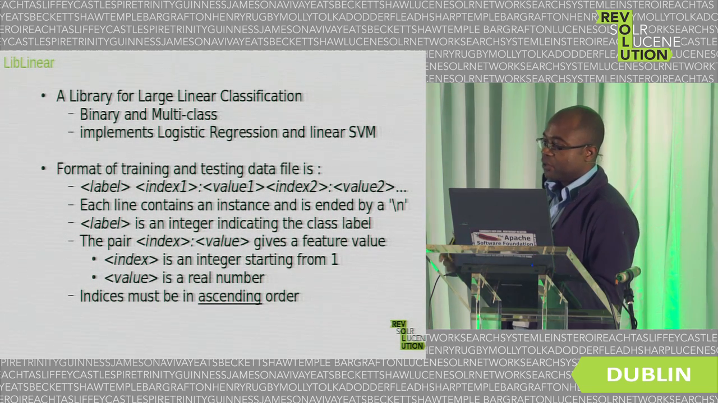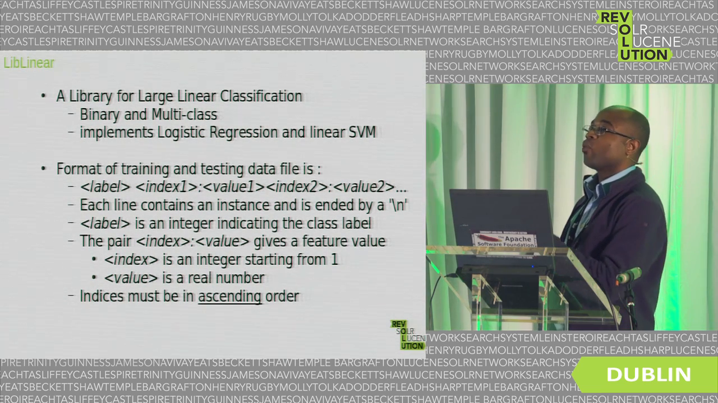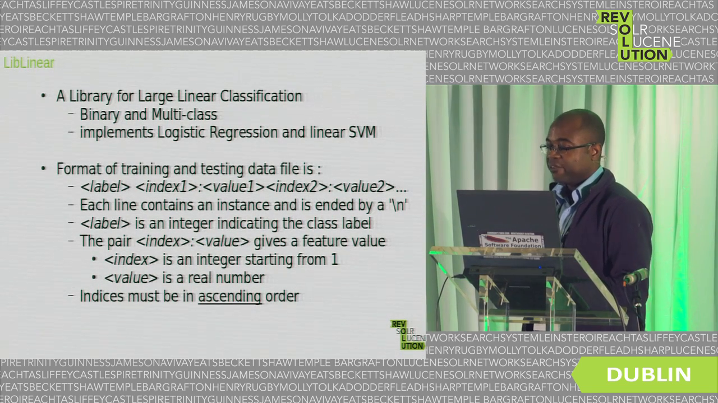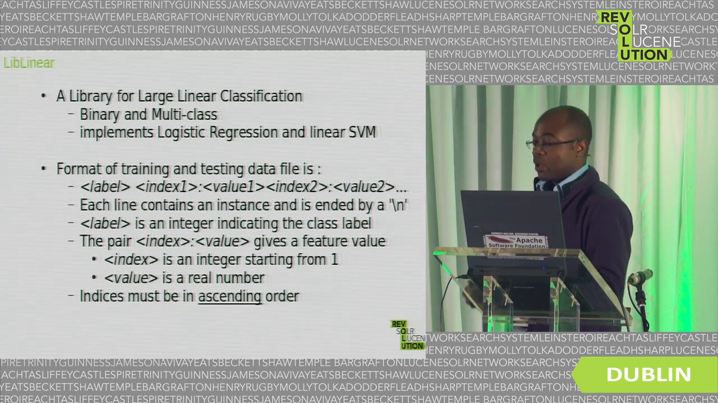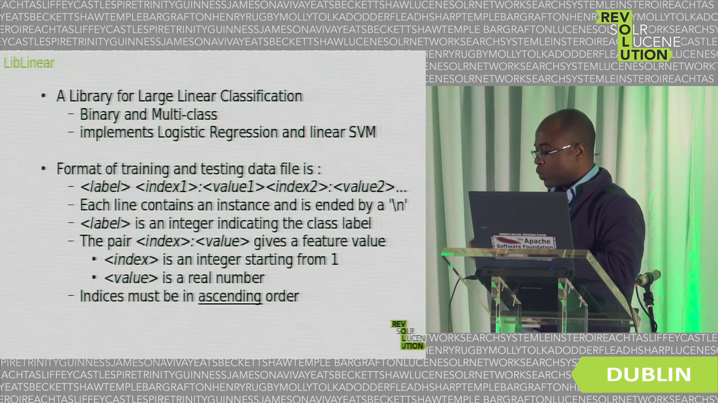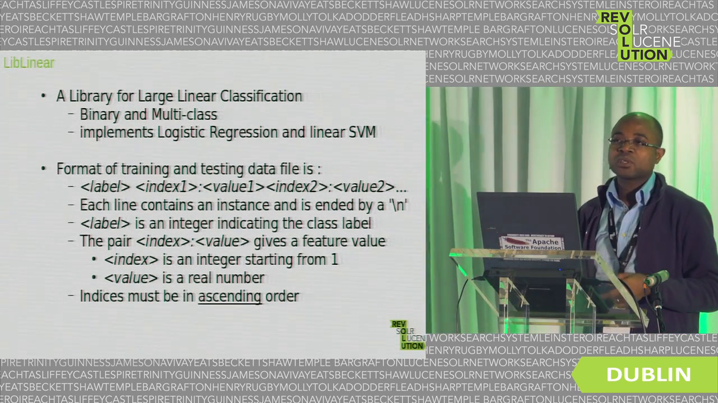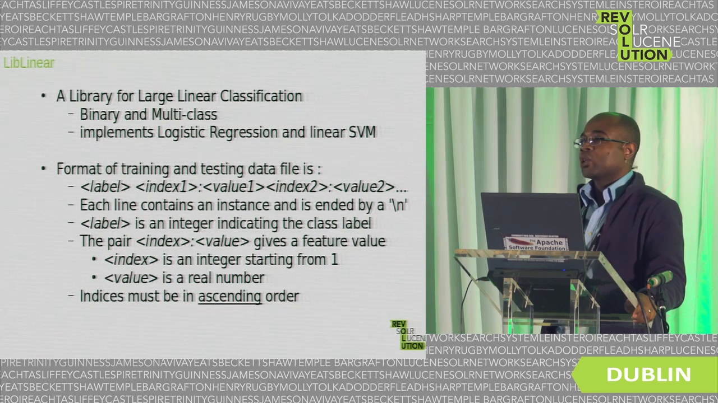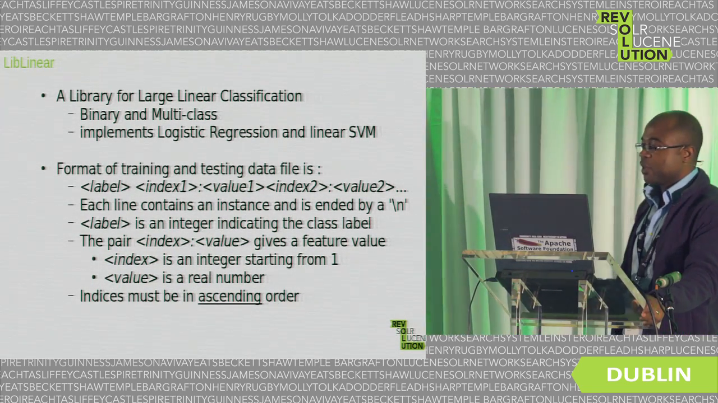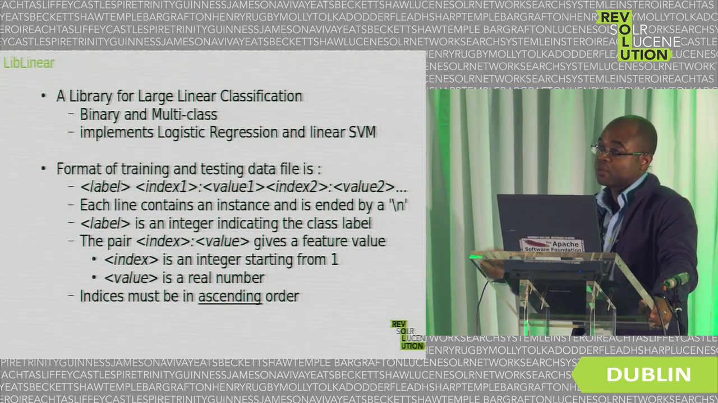The pair index value gives a feature value. Index is an integer starting from 1. This is a constraint of the package. You start with 1. And value is a real number. So you choose what you need as value. It's not the role of the algorithm to ask where you are taking those values from. Indices must be in ascending order. That is another constraint for the optimization objective.